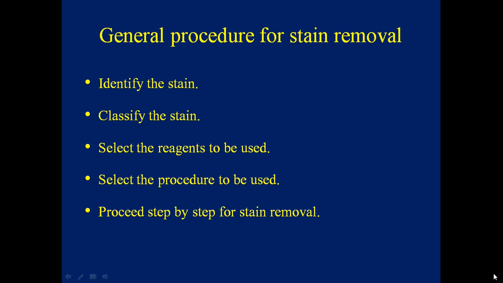So the first step is to identify the stains. You have to identify the stains, then classify the stain as per the category of stains, then select the reagents to be used, what kind of chemicals, alkaline or solvents, can be used. Then select the procedure to be used, the kind of procedure which is required as per the type of stains or as per the classification of stains. Don't go for any wrong selection of procedures, and then proceed step by step for stain removal. So this is how you have to go for the general procedure for stain removal.